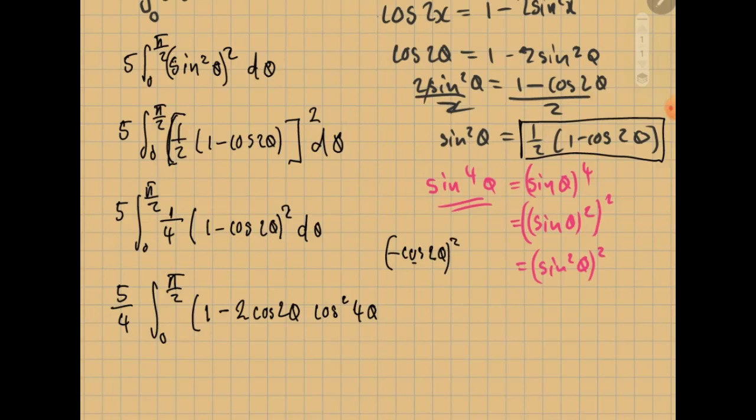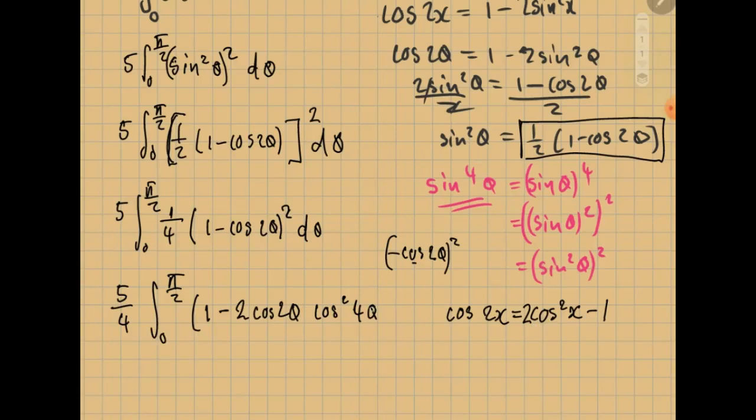So now what we're going to do is, again, I see that I now have a cos squared, and I know that I still use the double angle formula. Cos 2x is equal to 2 cos squared x minus 1. And that's what you must remember.